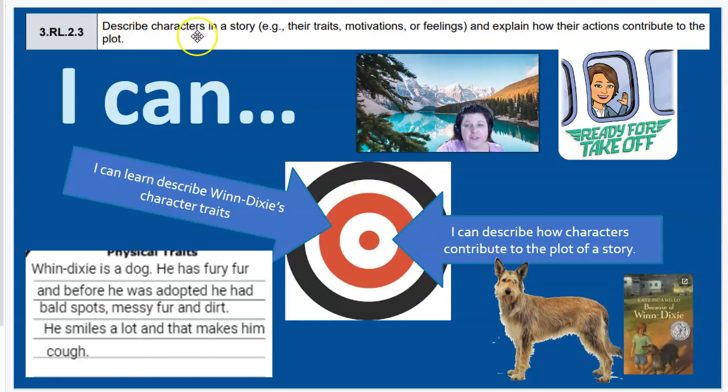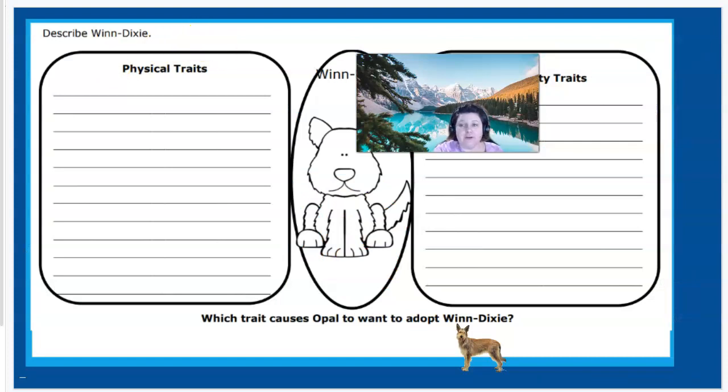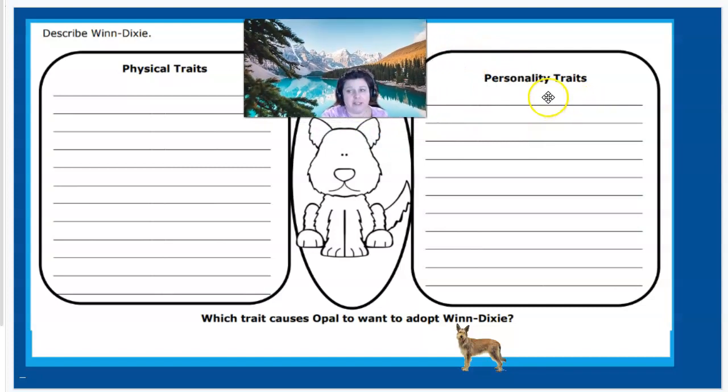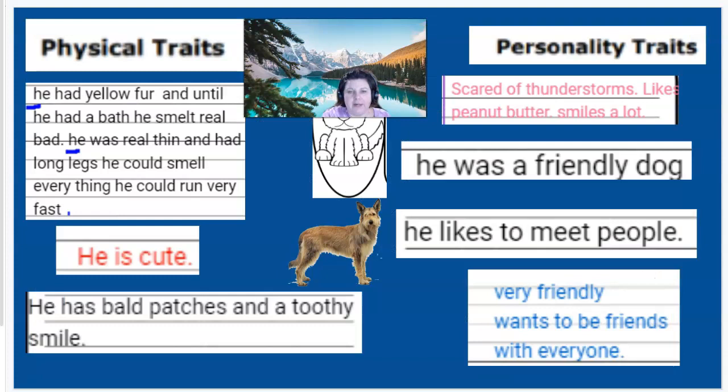Today, we are going to describe characters in a story, particularly the character Winn-Dixie from the book Because of Winn-Dixie by Kate DiCamillo. We've already described different physical traits and personality traits of Winn-Dixie. So, we're ready to write a paragraph now.